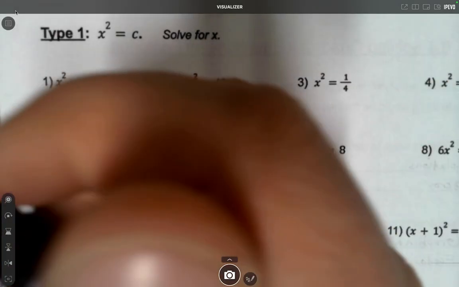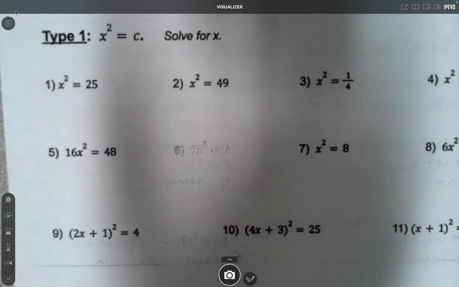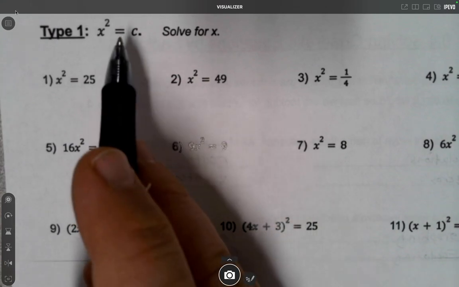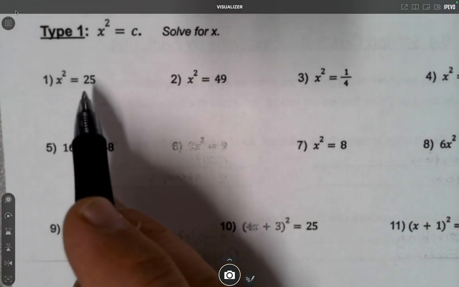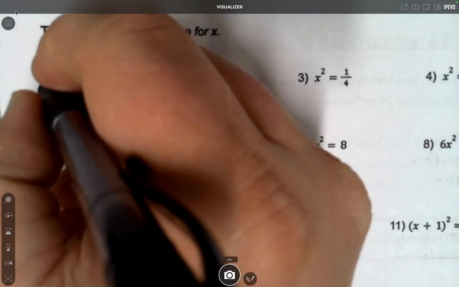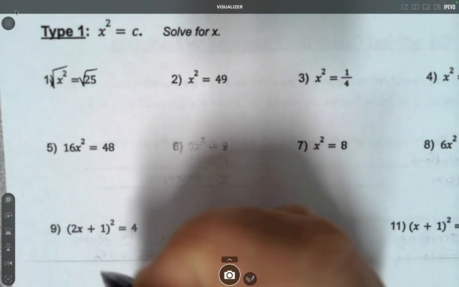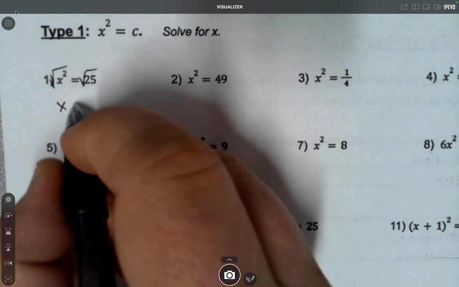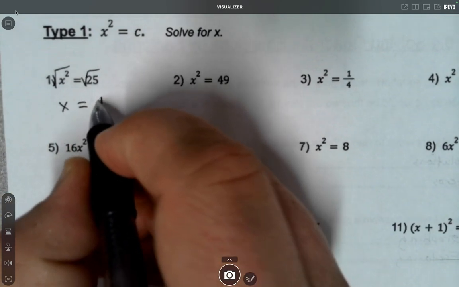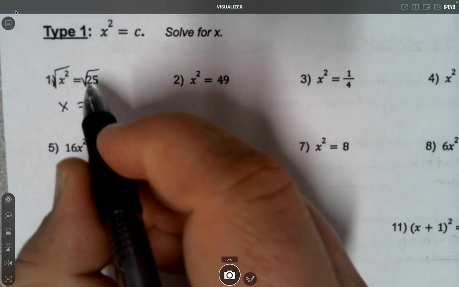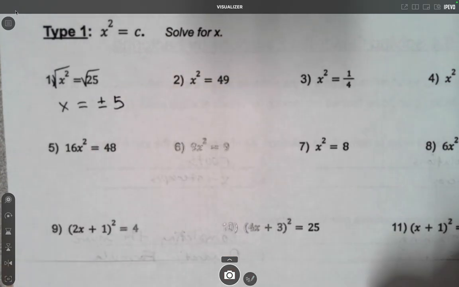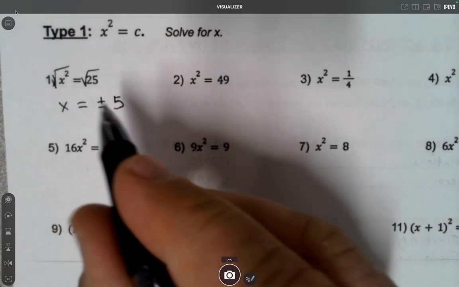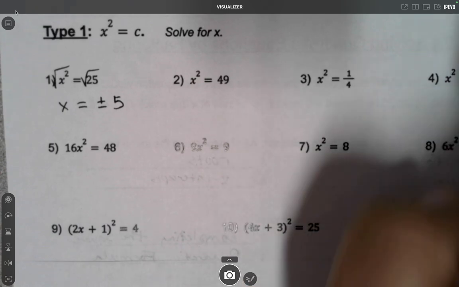So right here, you can see this is type 1, so it's just x squared equals a number. For this method, you just take the square root of both sides. The square root and the squared cancel each other out, leaving just x. We have to put plus or minus in front of the answer, and the square root of 25 is 5. So I'll do more of these, but I wanted to start there.